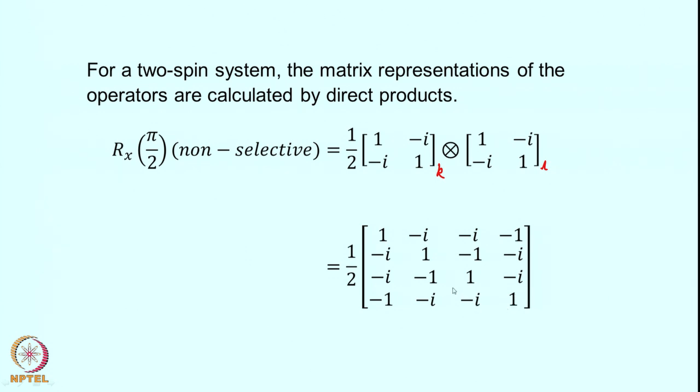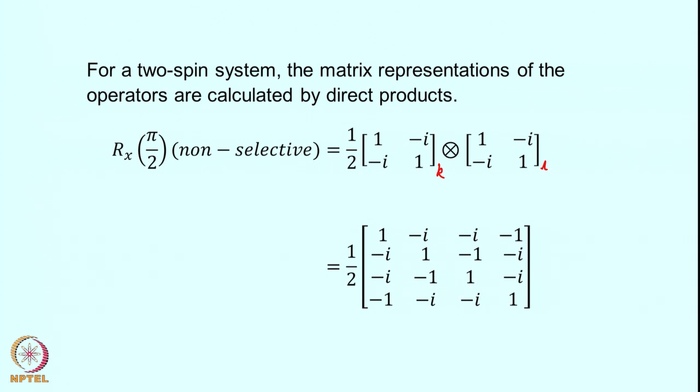Now you see this is a 4 by 4 matrix. So I should get a 4 by 4 matrix, that is, the Ix operator for a 2 spin system is a 4 by 4 matrix. We get that by doing this direct product of the individual spins, because the two spins are independent and they can be multiplied by this direct product method. Therefore I get a 4 by 4 matrix, and my operators Ix, Iy, Iz will also be 4 by 4 matrices.